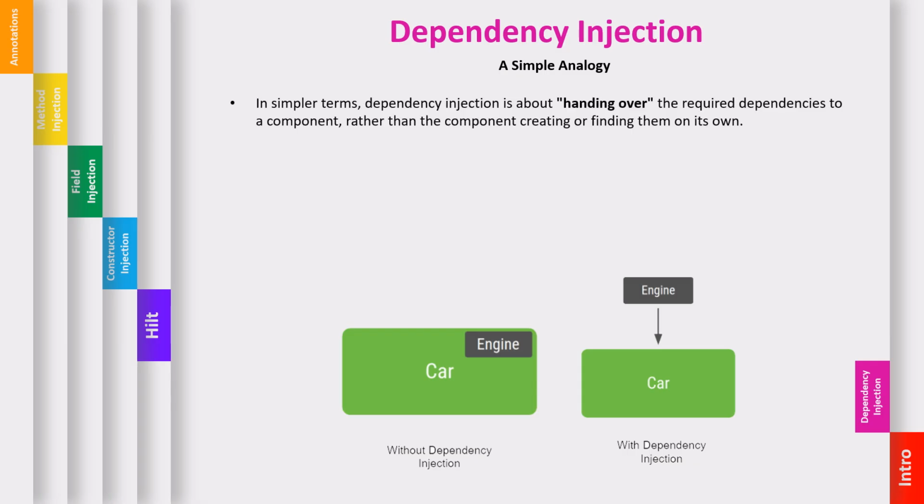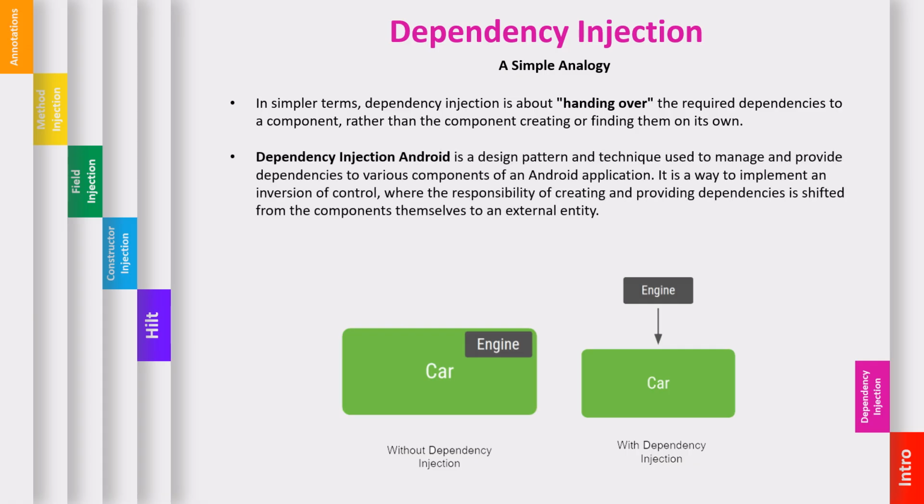In simple terms, dependency injection is about handing over the required dependencies to a component, rather than the component creating or finding them on its own. Dependency injection in Android is a design pattern and technique used to manage and provide dependencies to various components of an Android application. It's a way to implement an inversion of control, where the responsibility of creating and providing dependencies is shifted from the components themselves to an external entity.